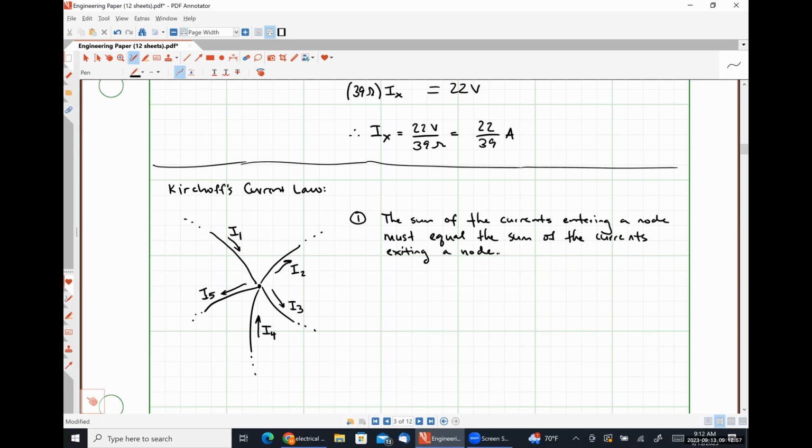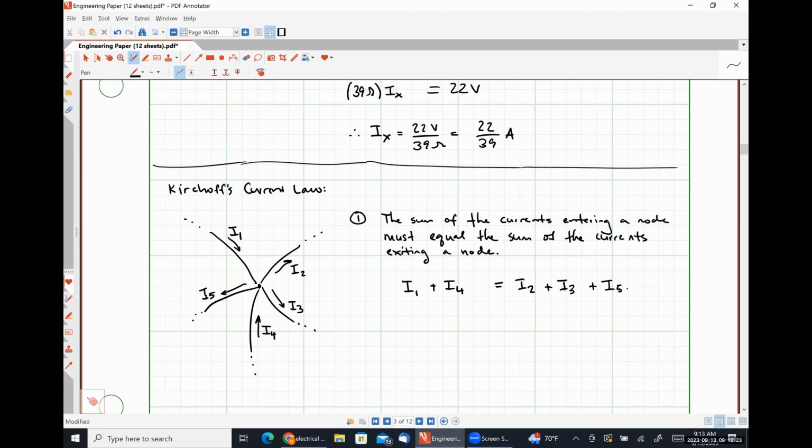So in this case, we would say, well, I1 is entering, so let's put that on one side of the equal sign. I2 is exiting, so that should go on the opposite side. I3 is exiting, so that should go over here to the right. I4 is entering, so it should be over here to the left. I5 is exiting, so it should be over here to the right. And there's our Kirchhoff's current law relationship.